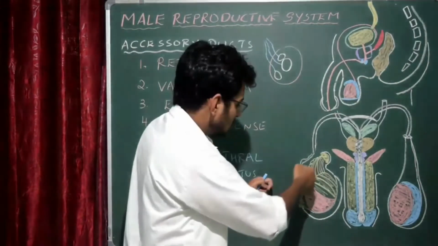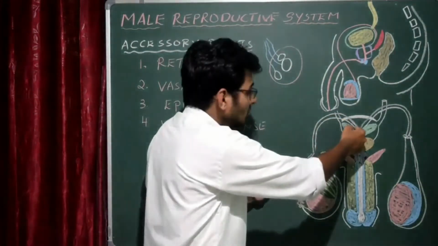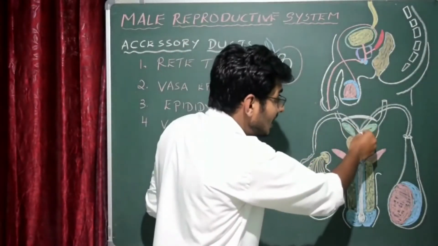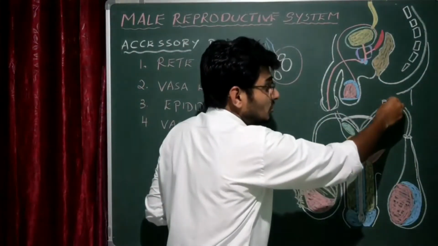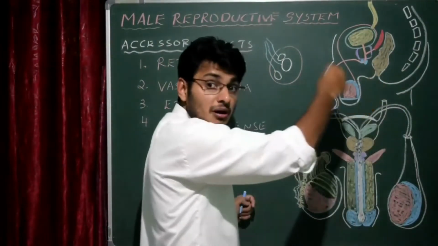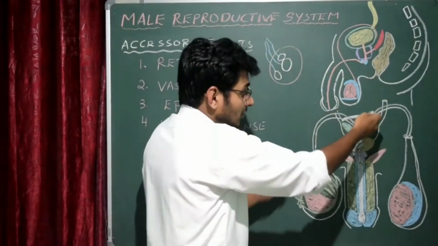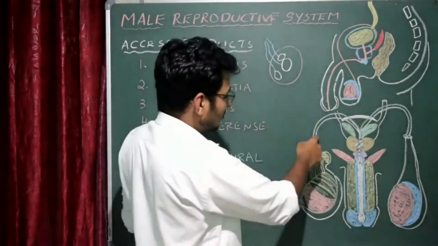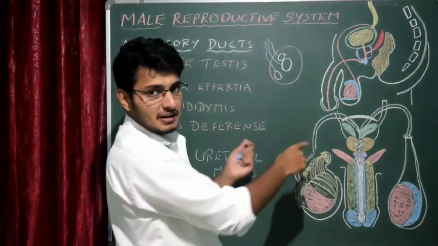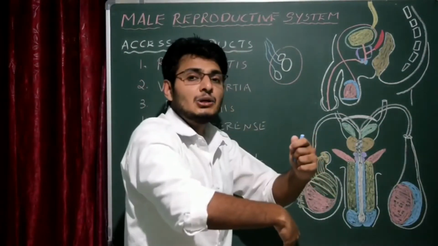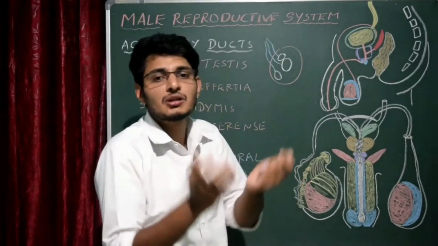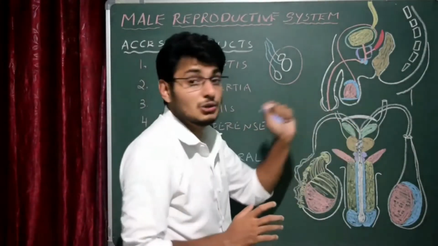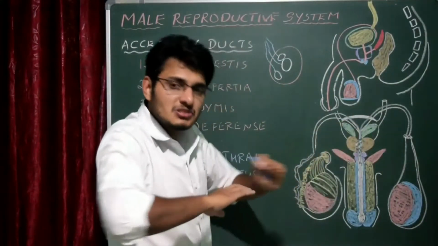Obviously testes produce sperm, so sperms are traveling till here, till the urinary bladder, the big bag-like structure. At the same time, you could see the ureter, which collects the urine from the kidney and brings it into the urinary bladder. One thing to remember: the vas deferens will not open inside the urinary bladder. That means there is no mixing of sperm and urine in the urinary bladder. The pipe system separates it.